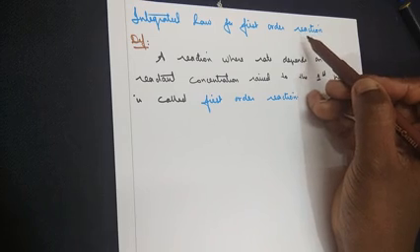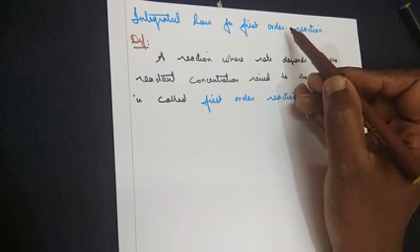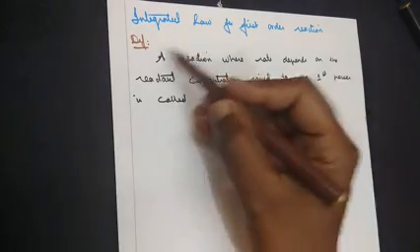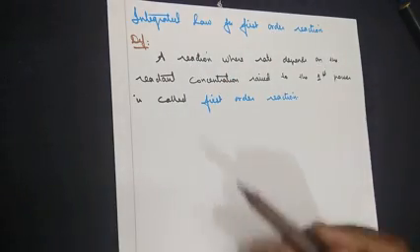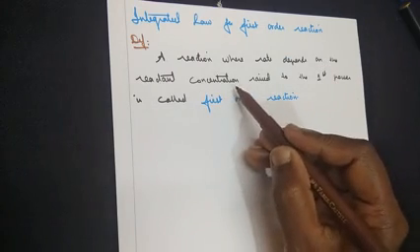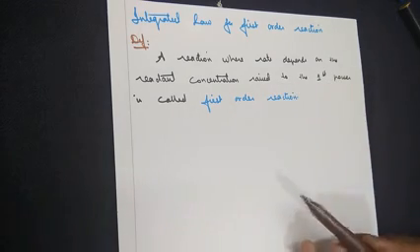In the previous class, you have learnt about how to calculate the order of a reaction from the given rate law of the particular reaction. So, the definition for the first order reaction is: a reaction where rate depends on the reactant concentration raised to the first power is called first order reaction.